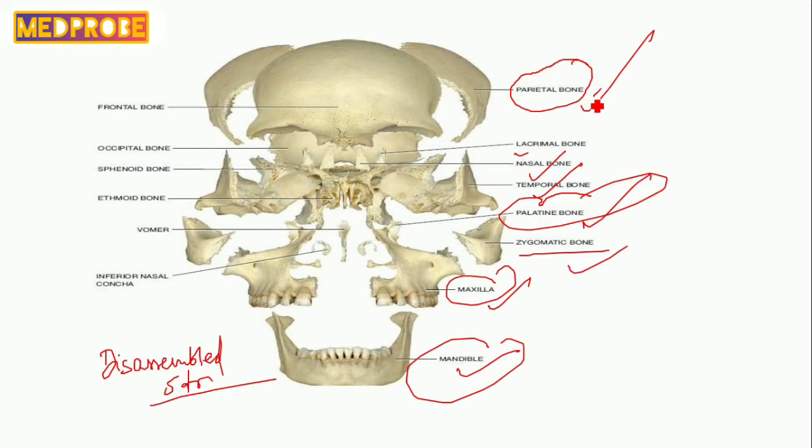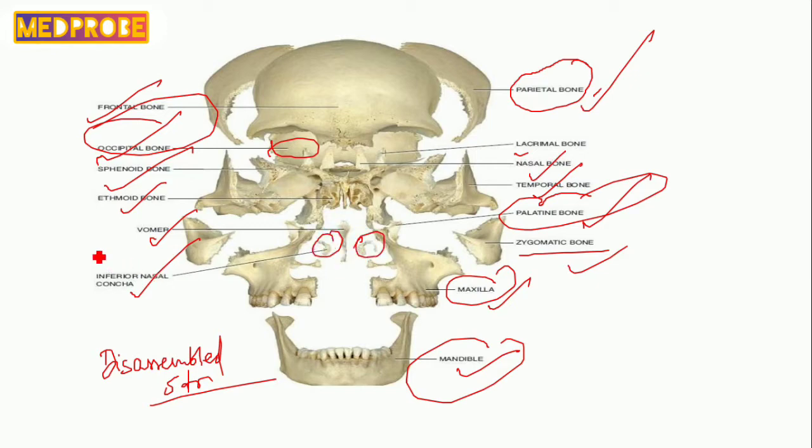Let's see onwards. What is this? These are the frontal bones. Occipital bone, last time we missed it because we were seeing from the anterior side. Now you can see this is the clearly disassembled structure. Now you can see sphenoid bone, ethmoid bone, vomer bone, inferior nasal concha or inferior nasal turbinals, two in number. And let's move on now.